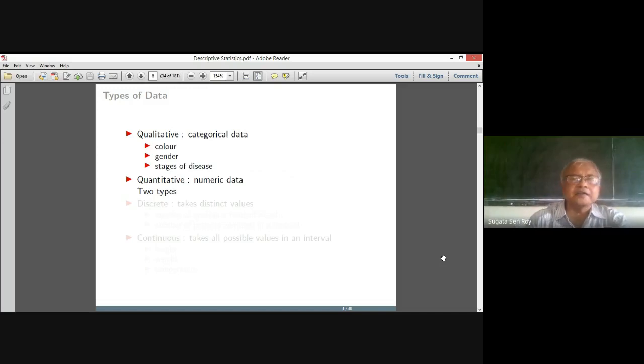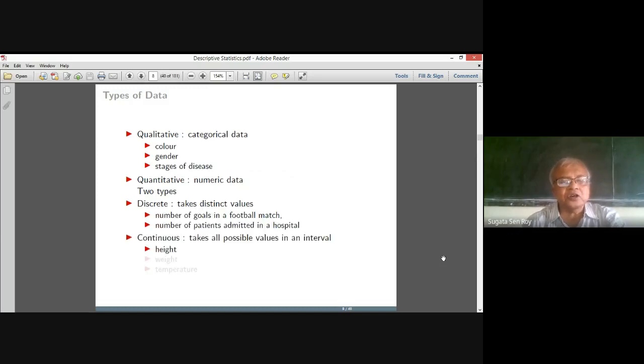Quantitative data, on the other hand, is numeric, and it can be of two types: either discrete or continuous. Discrete, like how many goals there are in a football match, the number of patients admitted in a hospital, or the number of cars passing through a traffic intersection. These are numbers, 1, 2, 3, 4, etc. It's not 1.5, 2.5, etc.